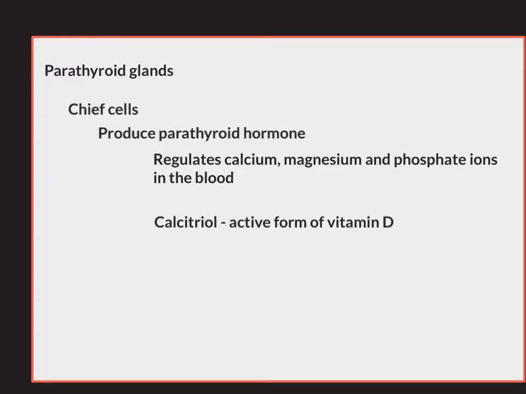Calcitriol will increase the rate of calcium, phosphate, and magnesium absorption from food within the gastrointestinal tract, thus increasing the calcium, phosphate, and magnesium levels within the blood. The calcium levels in the blood directly control the secretion of both calcitonin and parathyroid hormone through negative feedback mechanisms.